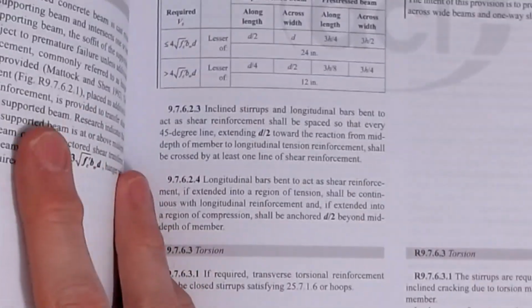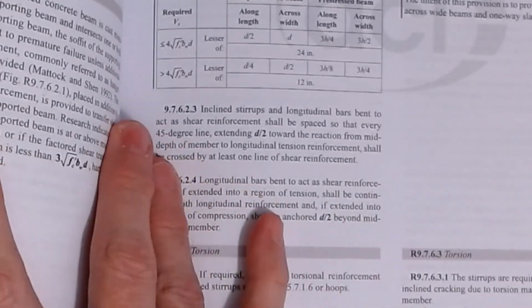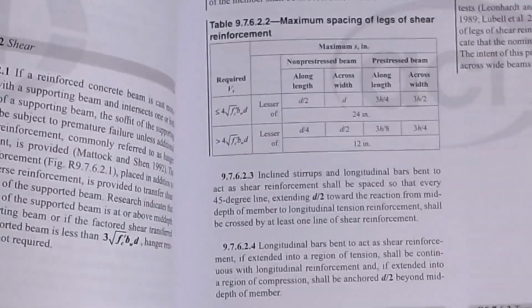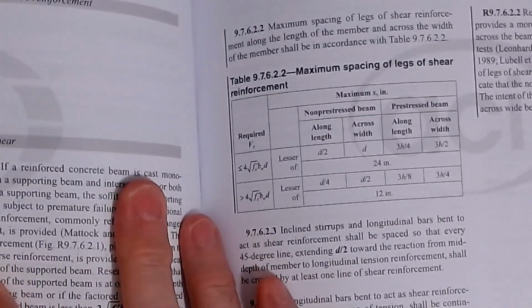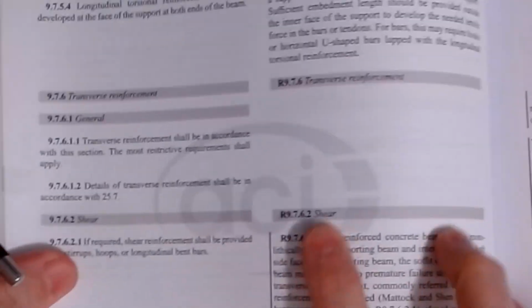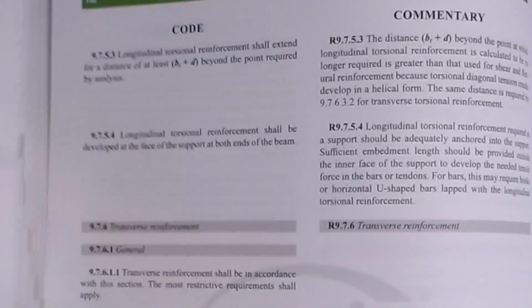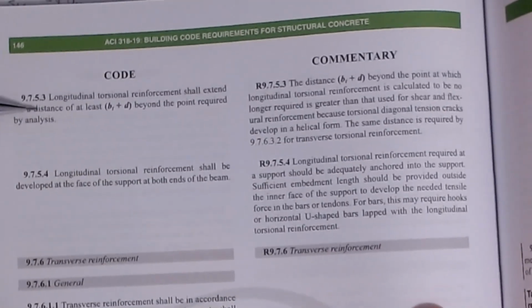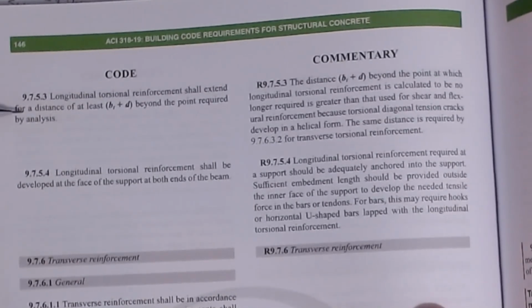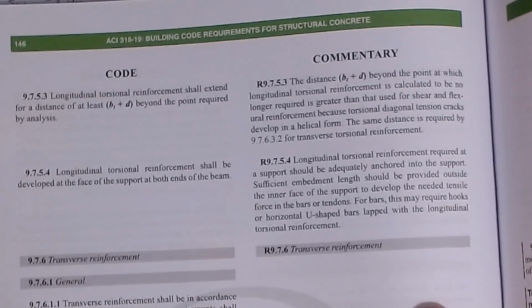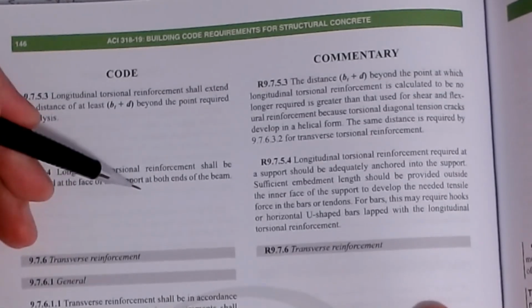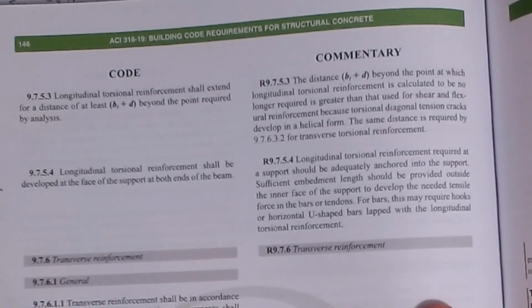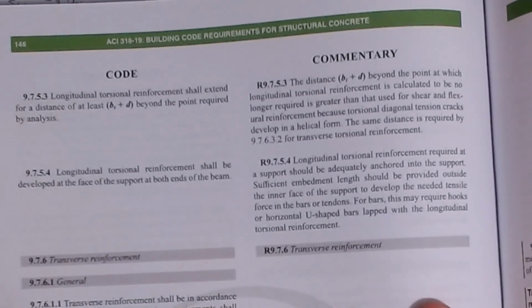But if I flip even further, it's the transverse reinforcement that we're starting to look at. So here are the requirements that I just showed. Longitudinal torsional reinforcement shall extend for a distance of at least bt plus d beyond the point required by analysis. And longitudinal torsional reinforcement shall be developed at the face of the support at both ends of the beam. So your critical section for torque is the face of the support.